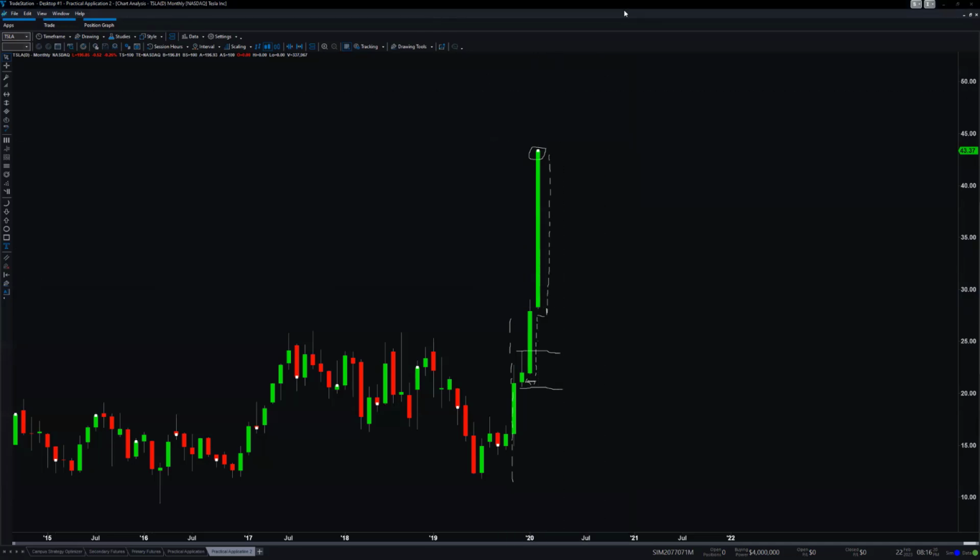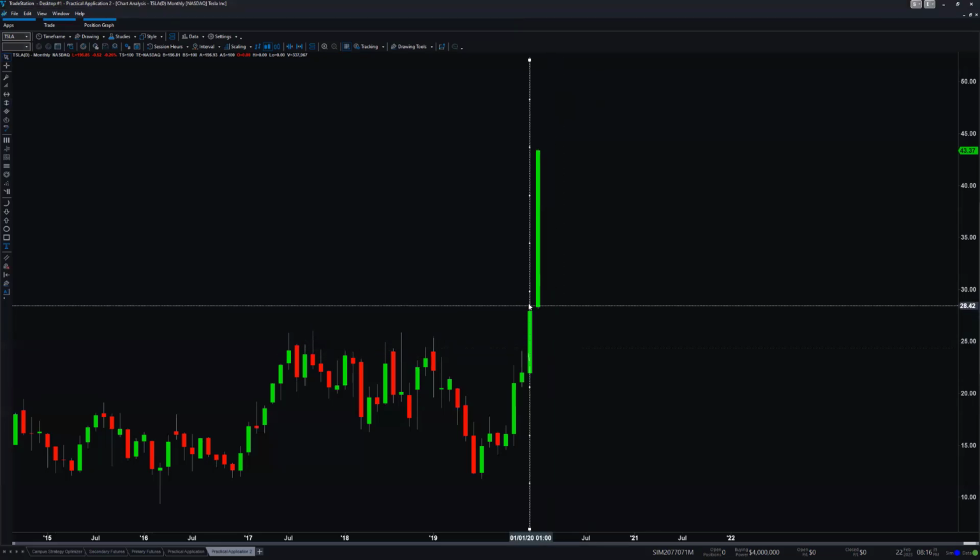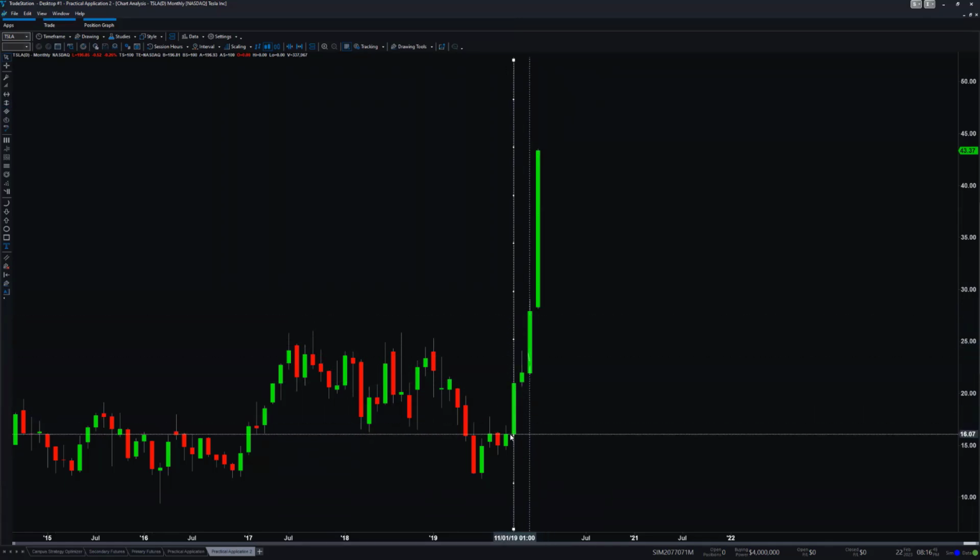So what Zina basically just did is she first found the leg out, step number 1. Then she found the leg in. In doing so, she isolated the base. In isolating the base, we can now put our proximal and our distal around those basing candles. In this case, we just have one basing candle.